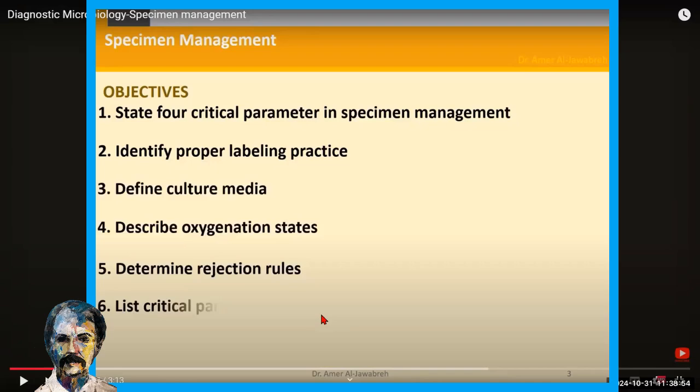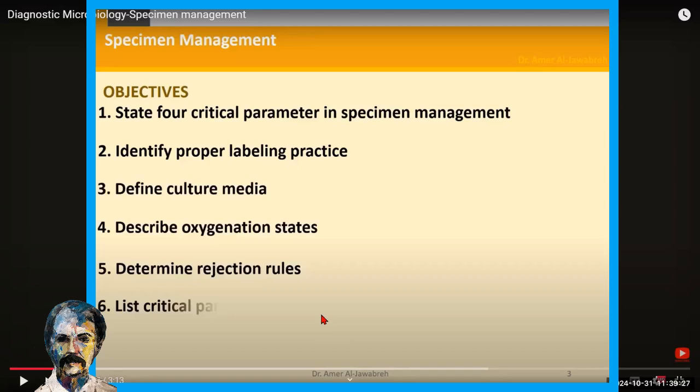Describe oxygenation states. Some bacteria live on oxygen only, strict aerobes. Some live with oxygen or without oxygen, it's okay. Some need a very small amount of oxygen. Some of them need carbon dioxide, capnophilic. Some of them are anaerobic. They don't like oxygen because if oxygen comes, they become toxified and they die. So the oxygenation state is very important in bacteria.